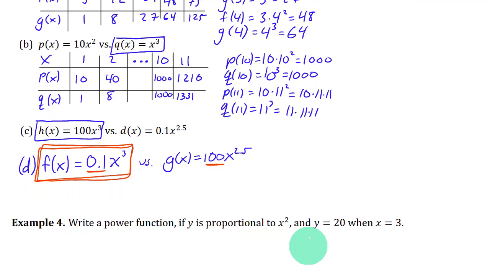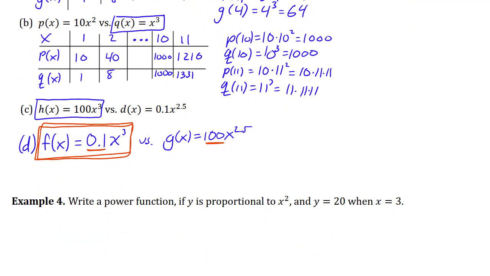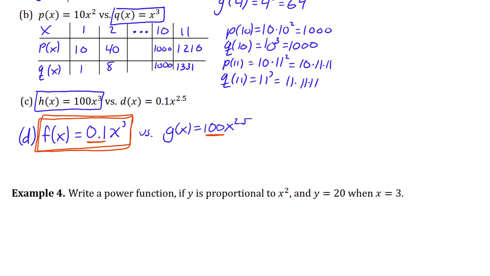Okay, so let's do a few examples now where we try to write a power function, or one example where we try to write a power function. You've got some exercises like this too. So let's say that y is proportional to x squared and y equals 20 when x equals 3. So what does that, y is proportional to x squared, mean? Well, back from chapter 1, I think we talked about proportionality.